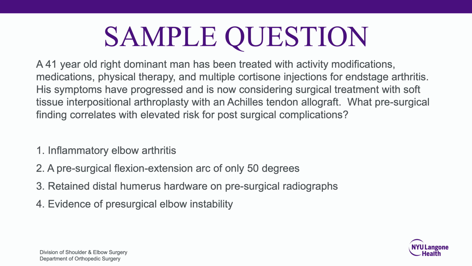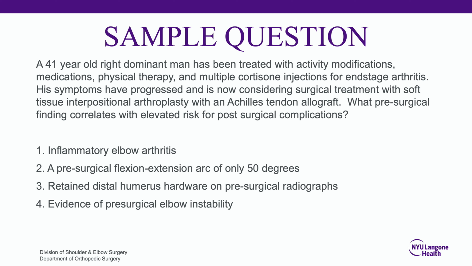All right, the next sample question. A 41-year-old right dominant man with arthritis. He's been treated with activity modifications, medications, therapy, and multiple injections without improvement. He is now considering surgical treatment with soft tissue interposition arthroplasty with Achilles tendon allograft. What pre-surgical finding correlates with elevated risk of post-surgical complication?